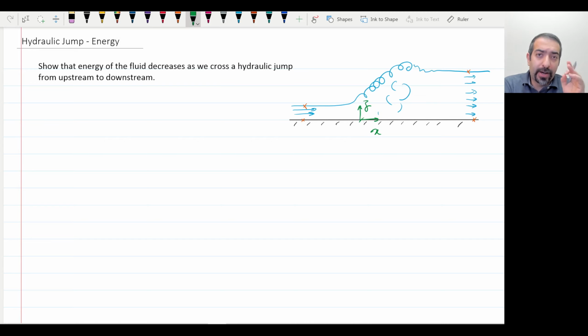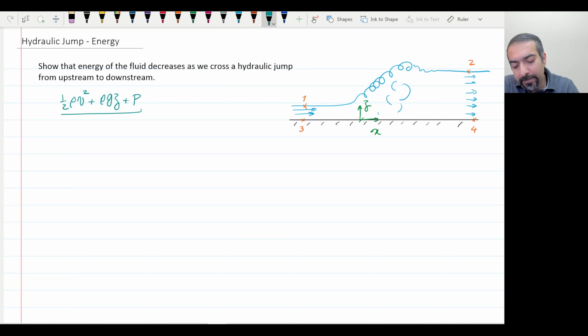Now, energy of a stream of fluid at any given location is given by the kinetic energy, 1/2 rho v squared per unit volume, plus rho gz, which is the potential energy, and then we have a pressure term plus p. So basically what we need to calculate is this quantity in the upstream and downstream. Let's start naming these: this is point 1, this is point 2, this is point 3, and this is point 4. Let's calculate this quantity at points 1 and 2, and basically we want to compare and see if the energy has increased or decreased. So all I need to do is to compare this quantity at points 1 and 2.